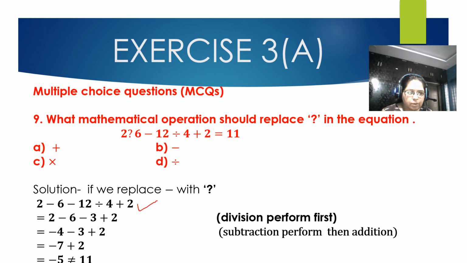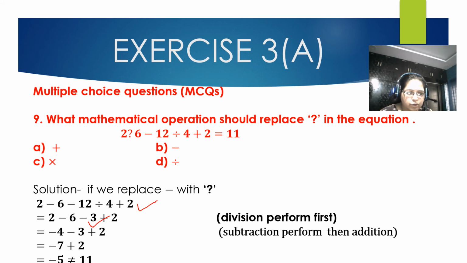So here subtraction, division and addition operations are there. According to the BODMAS rule, first the division operation will be performed. So 12 division of 4 is 3. 2 minus 6 minus 3 plus 2. From the BODMAS rule, addition and subtraction have equal priority. So equal priority operations are performed from left to right.